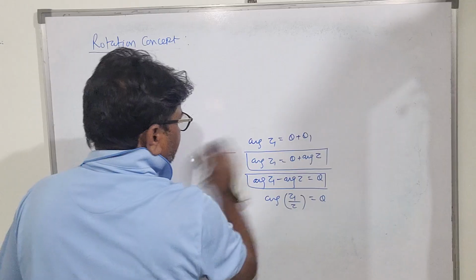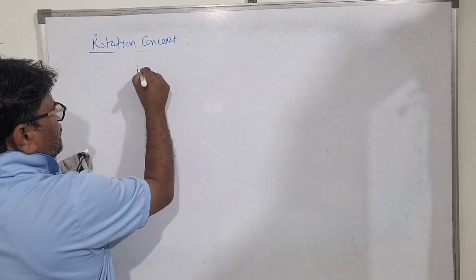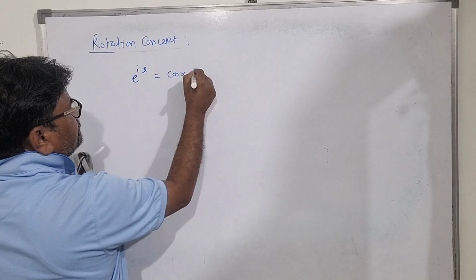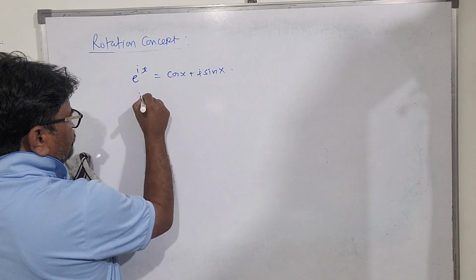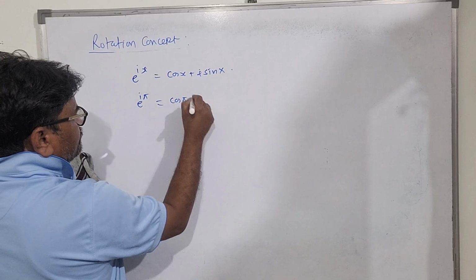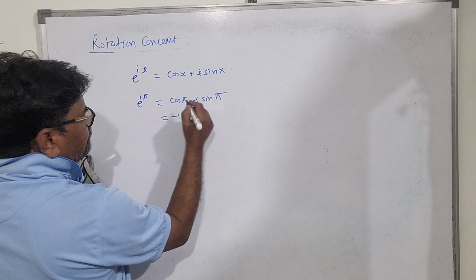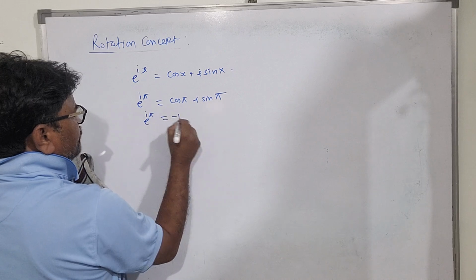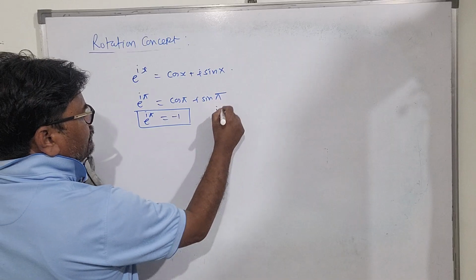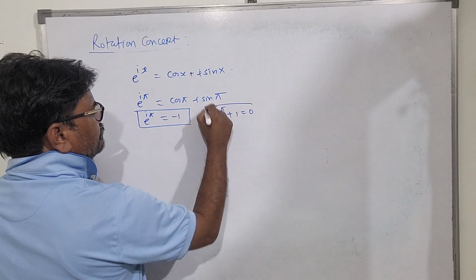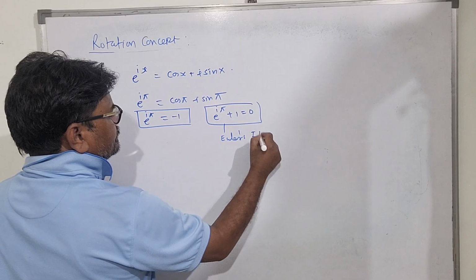And there are some special cases. See, we know that e to the power iota x is given by cos x plus iota sin x. Therefore e to the power iota pi is cos pi plus iota sin pi. Cos pi is -1, sin pi is 0. So e to the power iota pi is -1. This is a very famous Euler's identity: e to the power iota pi plus 1 equal to 0. Euler's identity.